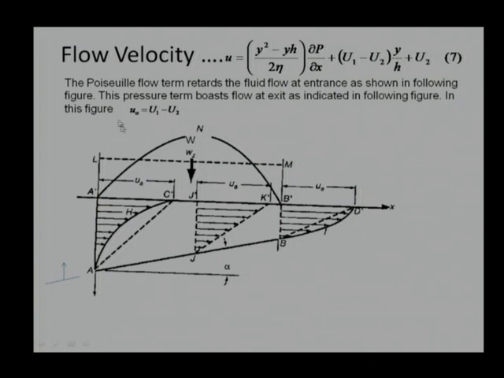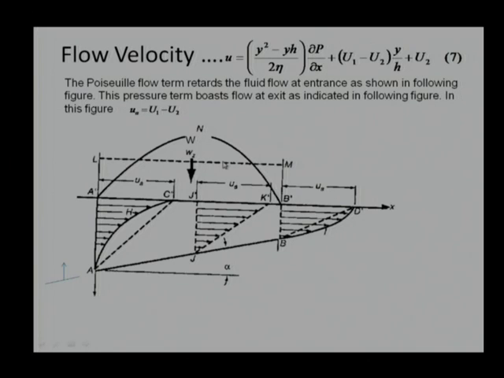So, what is mentioned particularly in this slide is that the Poiseuille flow terms retard the fluid flow at the entrance as shown in this figure. The pressure term boosts the flow at the exit. You can see that additional velocity term here. And so, we can say that it is conserving momentum, as well as there is a force and mass balance given to this.